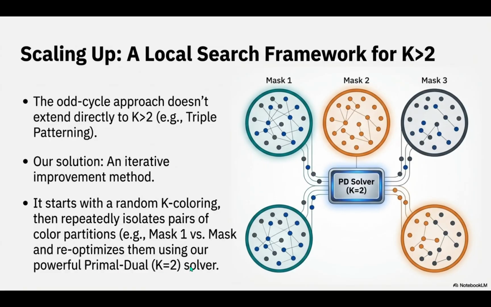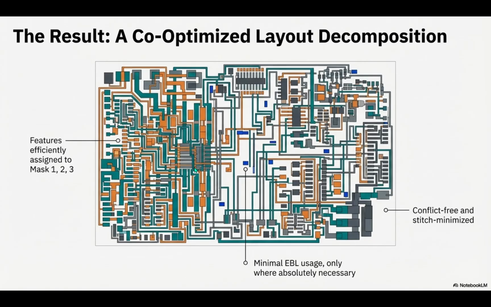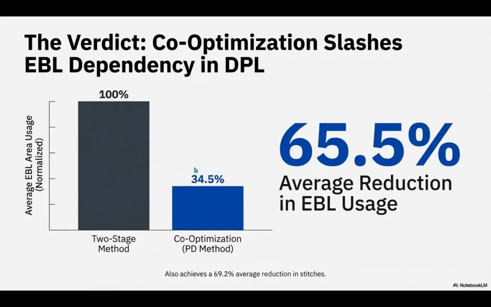Okay, let's get to the payoff. Did all this mathematical rigor translate into actual savings? What were the headline numbers? The results were definitive. For DPL plus EBL, the PD co-optimization methods reduced the total required EBL area by an average of 65.5%. 65%. That is not a small optimization. That's a complete transformation of the throughput. And critically, they simultaneously reduced the number of costly stitches by 69.2% on average. So co-optimization wasn't just solving one problem, it was achieving these huge reductions in both expensive variables.